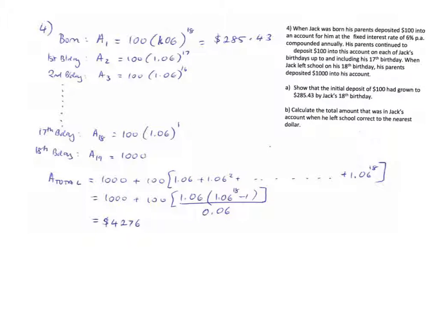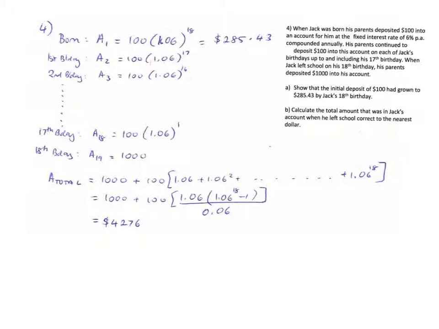I've set this one up. Here's the question again, just a little bit smaller over here. When he's born, you've got $100 in the account earning compound interest for 18 years, because remember, he leaves school on his 18th birthday. For part A, you can work that out and show that it's equal to 285.43.